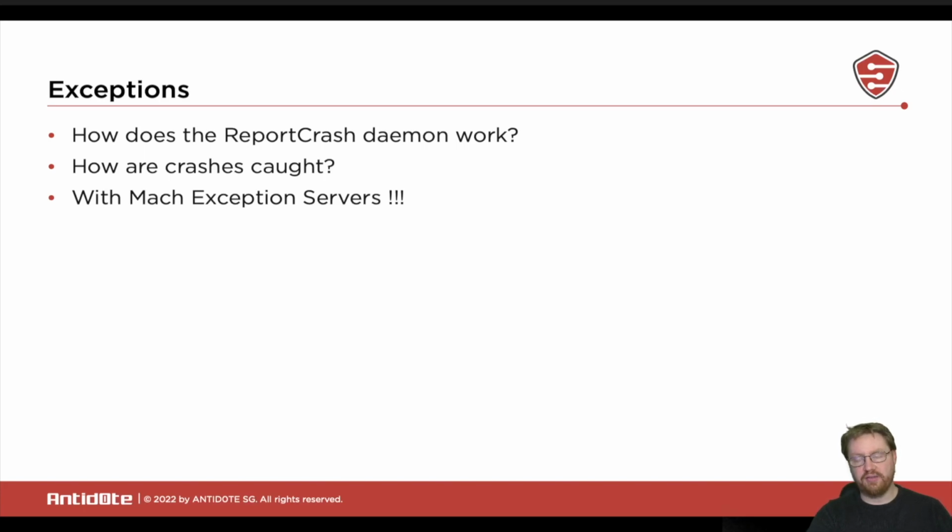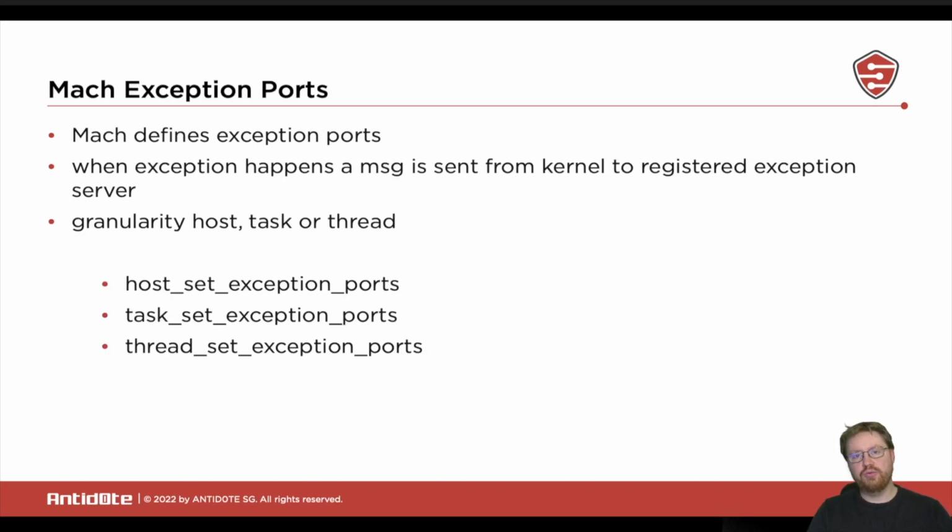So what is that? Within XNU, or the Mach part of XNU, there is this concept of exception ports. And the idea is that code can register an exception handler by registering an exception port with the system. And then when an exception happens, the kernel will send a message that contains information about the exception to this port, and whoever receives the message on that port can act as an exception server and handle the exception.